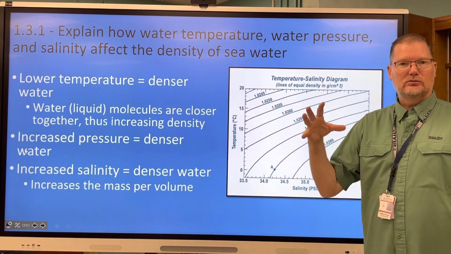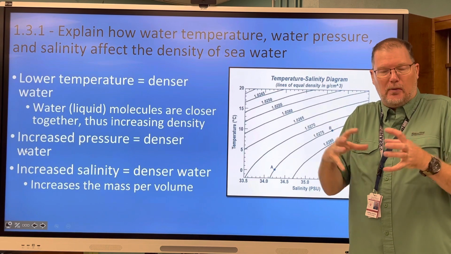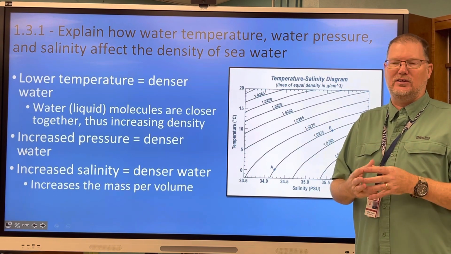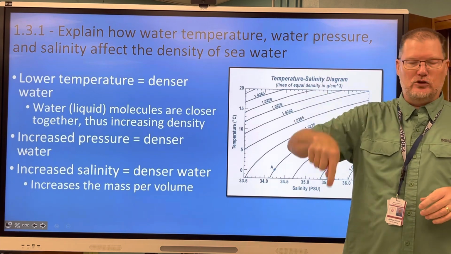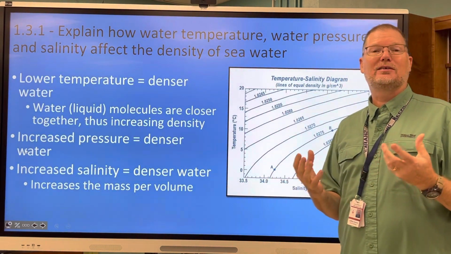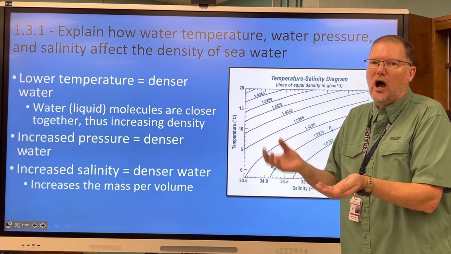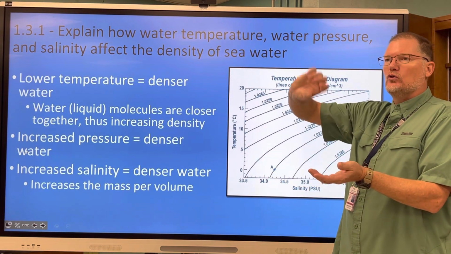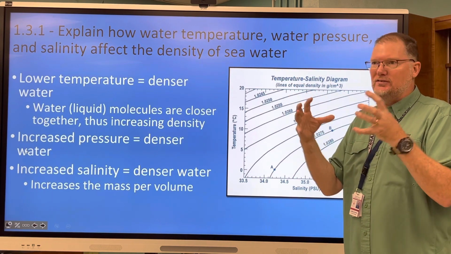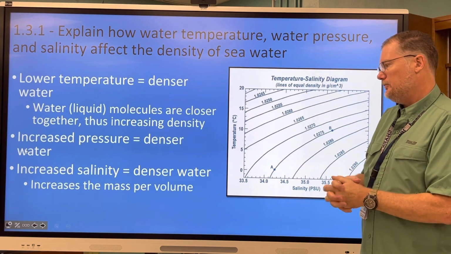Increased pressure pushes those molecules closer together, so more dense. The density of the water increases as you go down in depth. And of course, increasing salinity: the more stuff I pour into the water, the more stuff there is, so the denser it is, okay?